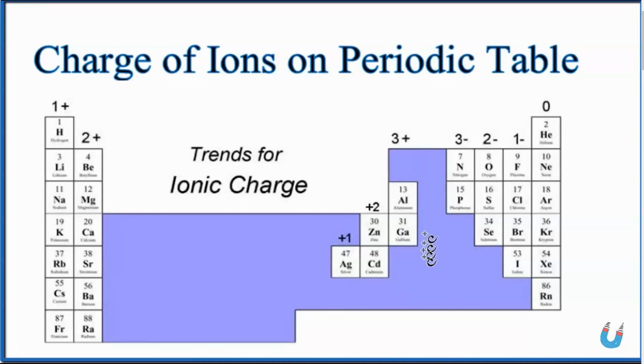We don't consider any of these really to have ionic charge. 3 minus, 2 minus, 1 minus, and 0. You'll note that zinc should be 2 plus and cadmium will be 2 plus, always. And then silver will always be 1 plus.